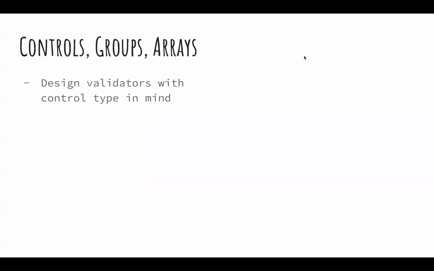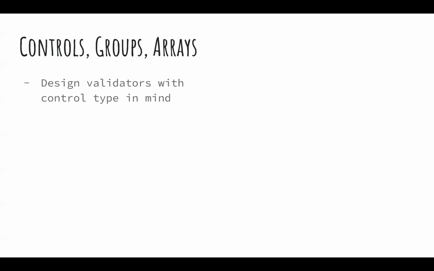So validators operate on abstract controls. And abstract controls can be form arrays, they can be controls, they can be groups. They all follow that same strict interface. So due to this, we can design our validators with a control type in mind. What this means is you'll be designing a validator specifically for a single control, a validator for a form group, or a validator for a form array. It's pretty rare that you'll be designing a validator that operates on all three. You know beforehand what you're writing it for.